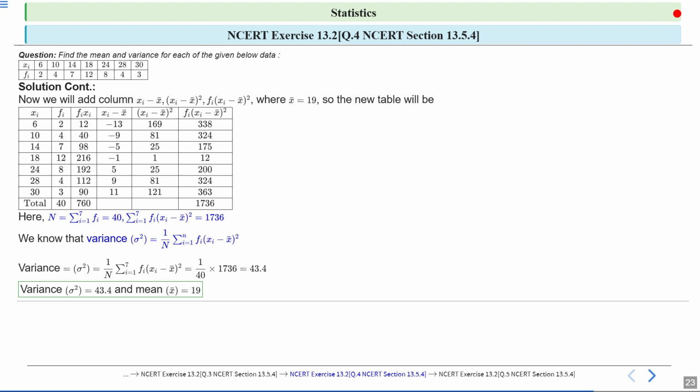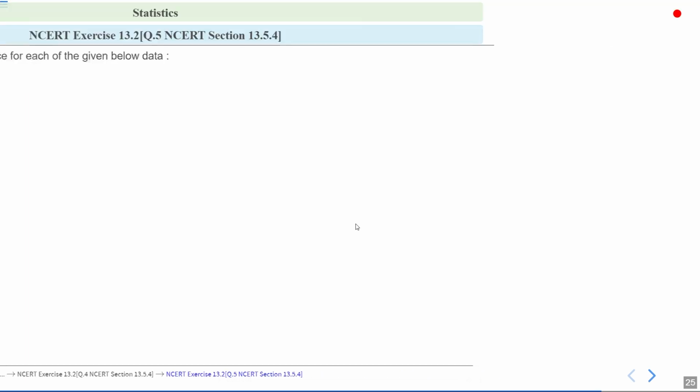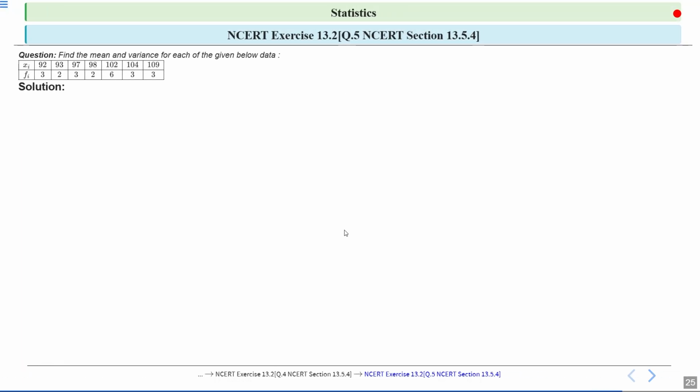I hope this question is clear to all of you. So now let's move to the next question. Now let's examine our frequency distribution table where we have values of xi and fi. So we have to find the mean and the variance for each of the given data below. So let's see how to solve this question. We will solve this question step by step.